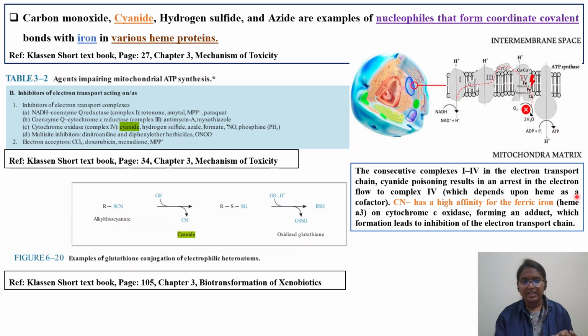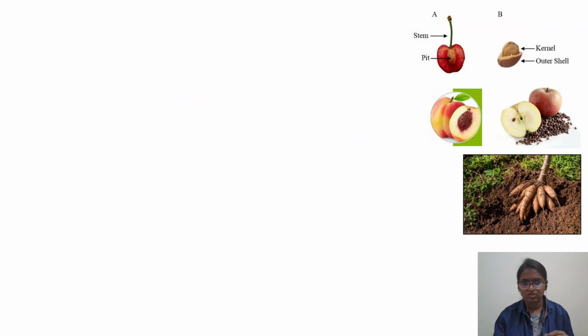Okay, so let's see another important page. I came across another page, chapter number 3, biotransformation of xenobiotics, in which they have given that alkyl thiocyanate undergoes glutathione conjugation of electrophilic heteroatoms, and their cyanide is getting reduced. So please read about biotransformation of xenobiotics also.